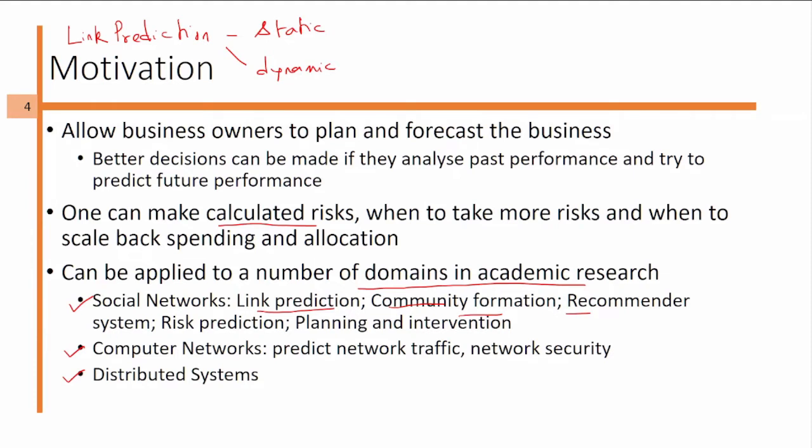In static, the links do not change, so what do we want to predict? Basically, what we want to predict here is what is the relation between two nodes, even if there's no change in the link.